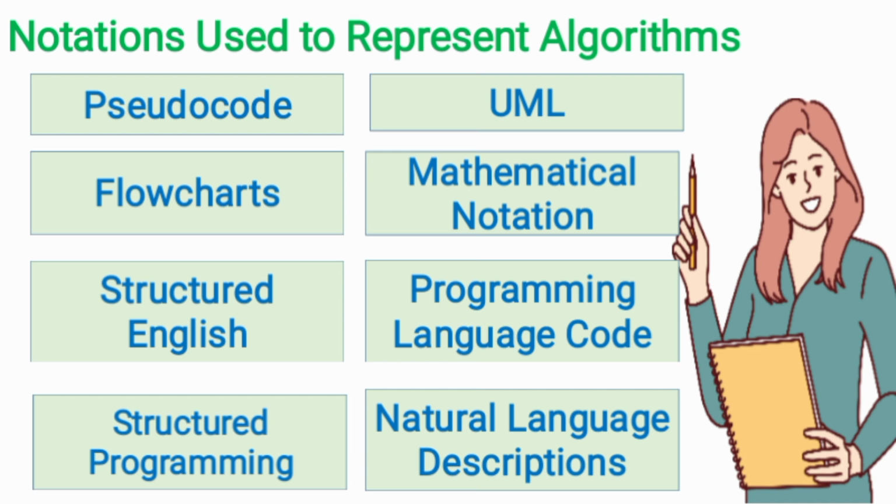The choice of notation depends on the context, the audience, and the level of detail required to describe and communicate the algorithm. Each notation has its strengths and is chosen based on the most effective way to convey the algorithm's logic and functionality. So this is about commonly used various notations to represent the algorithm.